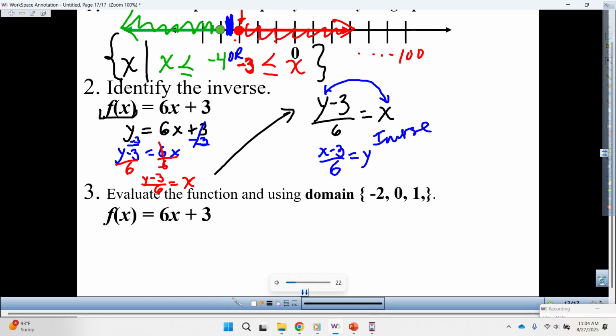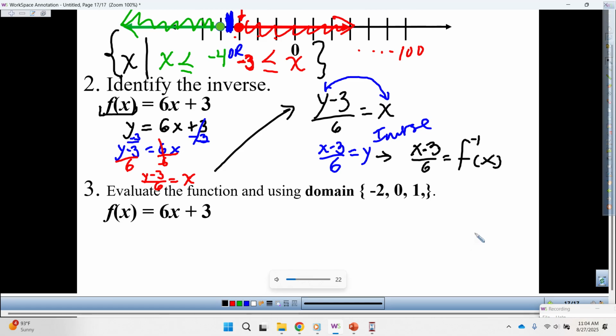But we need to write it in function notation. So x minus 3 over 6 equals f of x. However, to indicate that it's the inverse, you put a little negative 1 there. Once again, this is the third day doing these. Hopefully you're getting better at it. We're going to continue with these all the way till Friday.